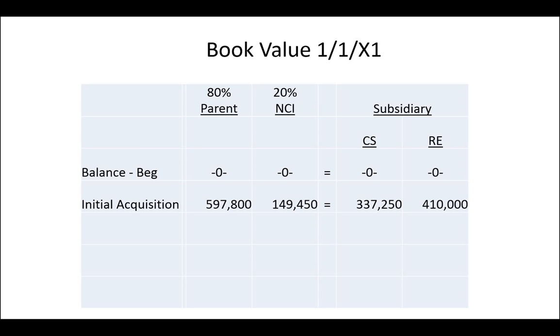The only difference between chapter 2, where we had the parent owning 100%, and in this chapter where there's an NCI, is that we allocate a portion of the subsidiary's equity to the NCI. In this case, we take the $337,250, the common stock, plus the retained earnings, add that up, and allocate that out 80% to the parent, 20% to the NCI. The biggest addition in this chapter is that everything we do will be allocated between the parent at 80% and the NCI at 20%.